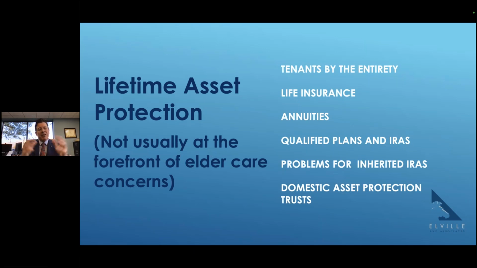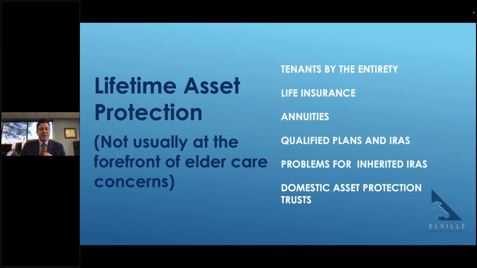And conceptually, we want to own as many assets as possible as tenants by the entireties. Many of our financial advisor collaborative friends are continuing to increase their knowledge about this and help people own brokerage assets also as tenants by the entireties in many cases. Life insurance is protected in Maryland from the claims of creditors as long as the spouse or a child is a beneficiary. So that's an important thing to know, that life insurance has an asset protection element. Annuities are also protected from creditors for the same reasons.